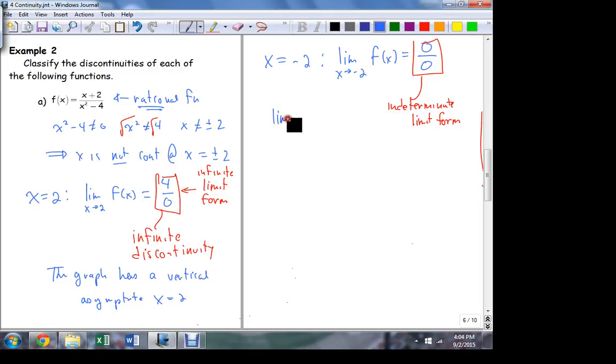So, what can I say about the limit as x approaches minus 2 of this particular type of expression? So, the limit is indeterminate. I get 0 over 0. So, what's the trick here? Factor, right? The denominator is factorable. How does it factor?